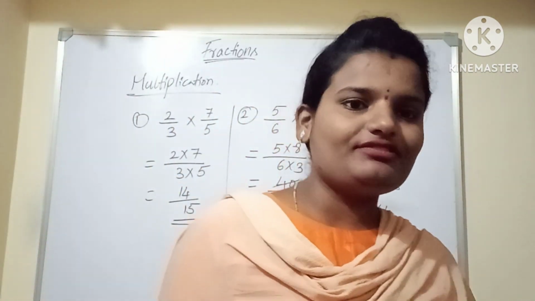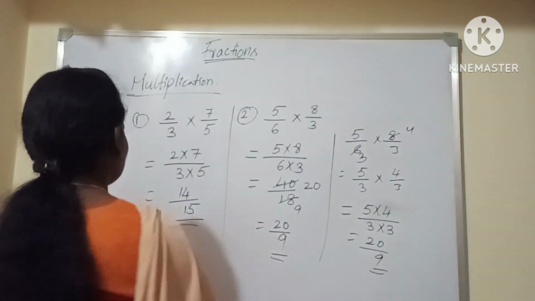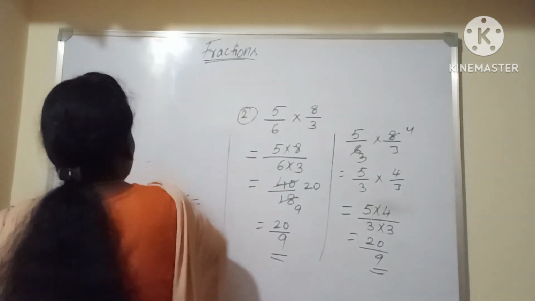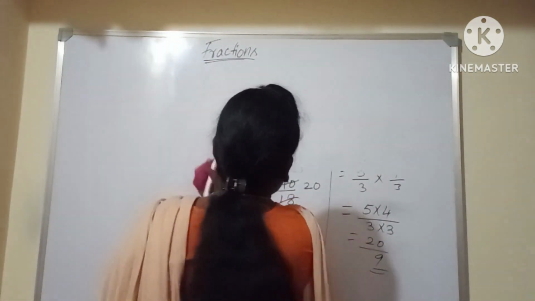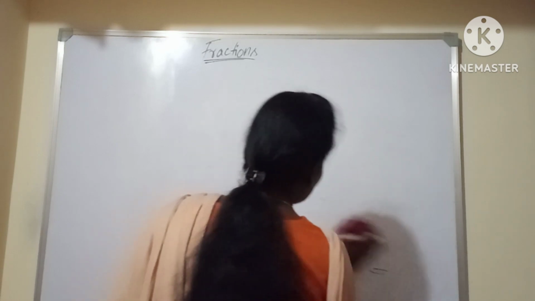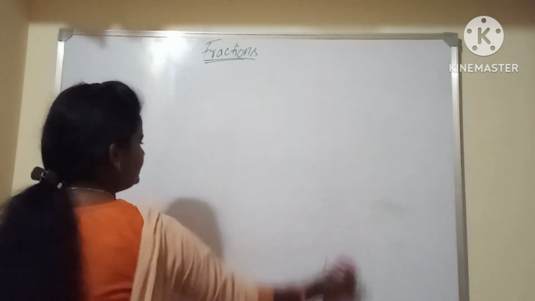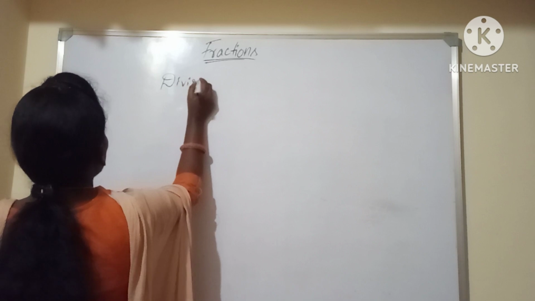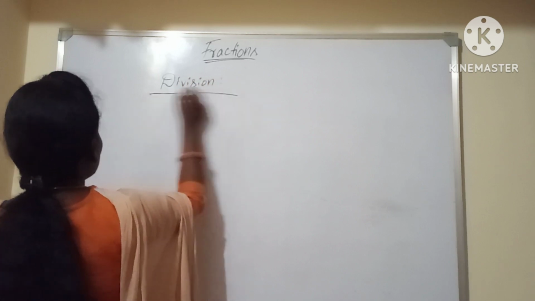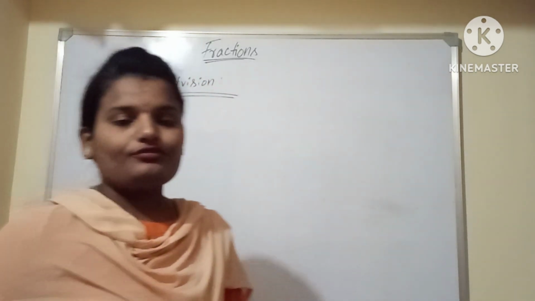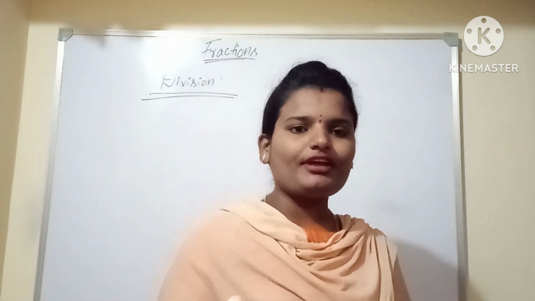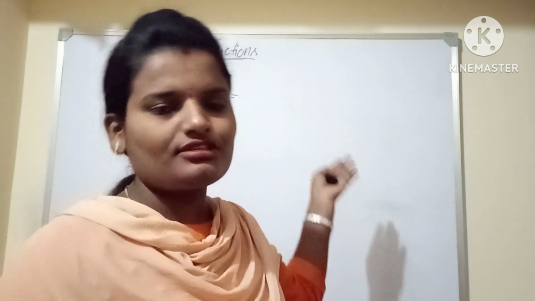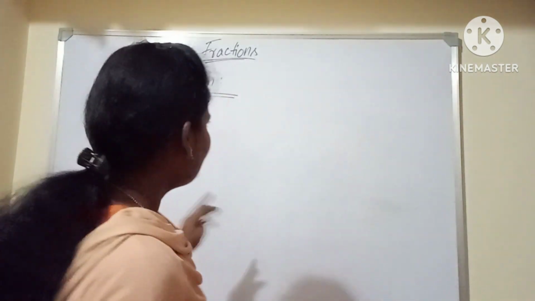Shall we move to the next, division? Alright. How to do division for the fractions? Here also no need to think about whether they are like or unlike. Only for addition and subtraction we have to check whether they are like or unlike. That's it. But for multiplication and division, no need to check. So directly we can do it.